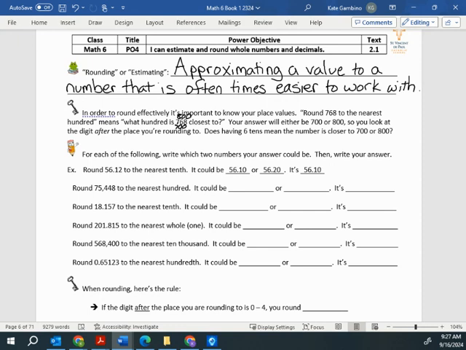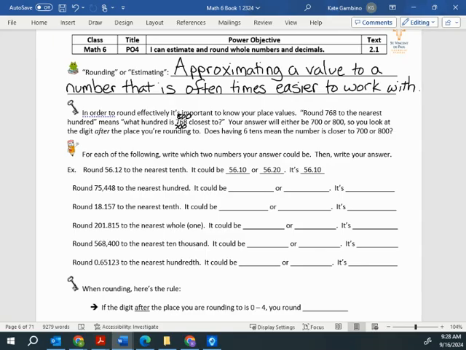For each of the following, write which two numbers your answer could be. Then write your answer. Now is when it really comes in handy to know our decimal values. So I'm going to write that here. On the test, you're probably going to want to put that on your help sheet, so you know where the different place values are to round to. If you don't have this on the help sheet or the notes that I gave out, you're going to want to write this, because I don't think I put this on your notes. So make sure you add to it.